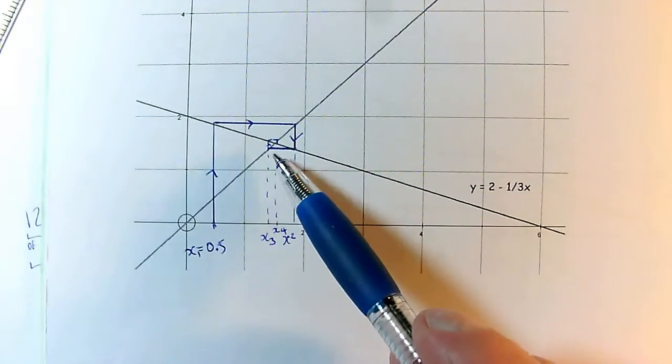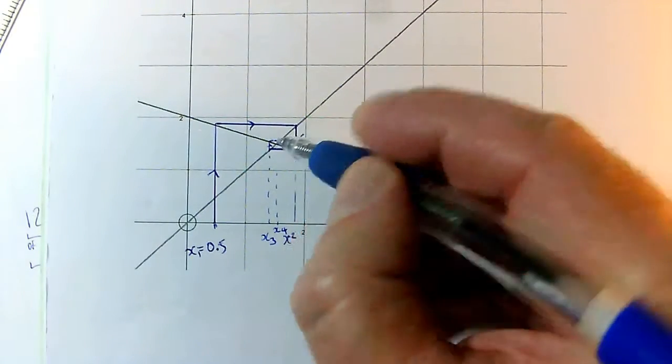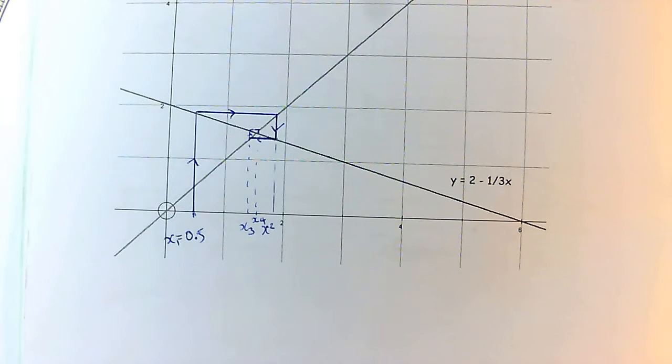So we can see that we're going alternately above and below 1.5, and as this spirals in along the cobweb, it will never reach 1.5, but it will have that as its limit. It will get closer and closer to it.